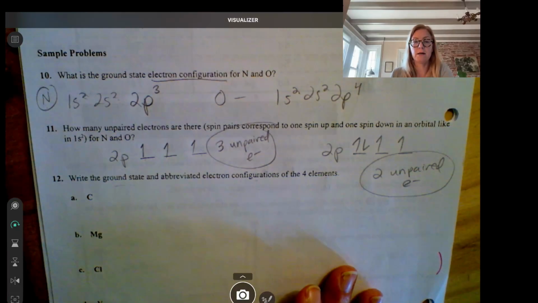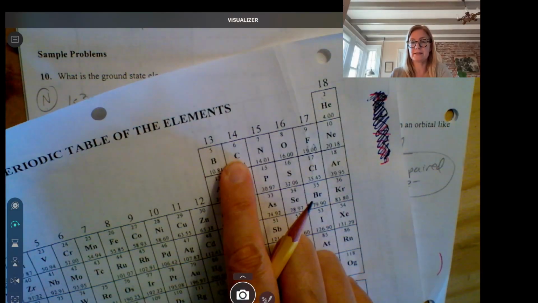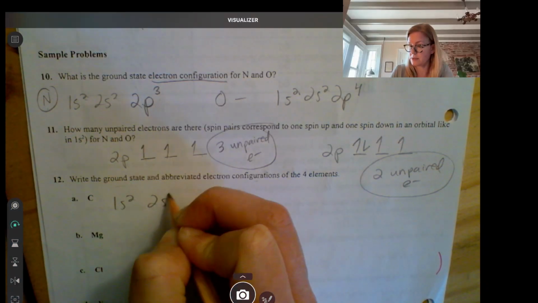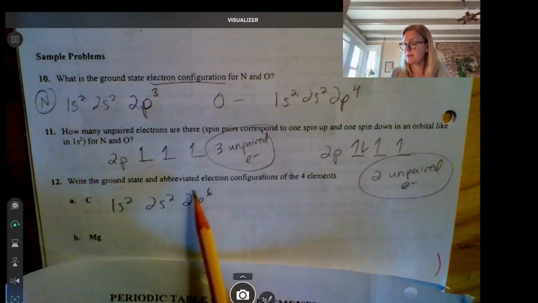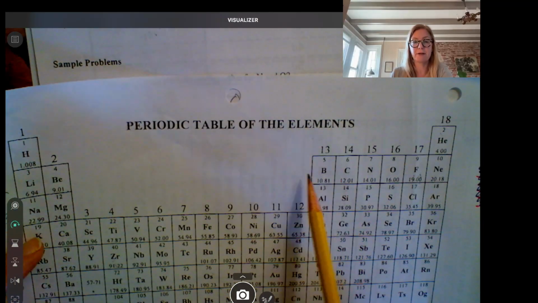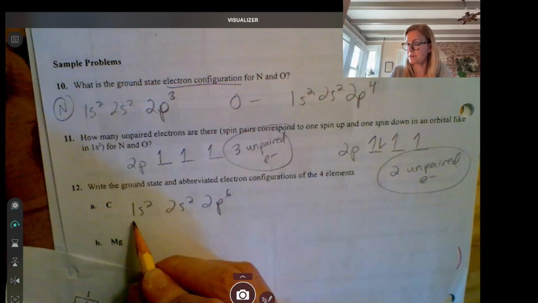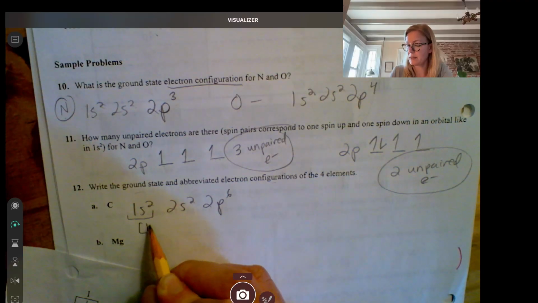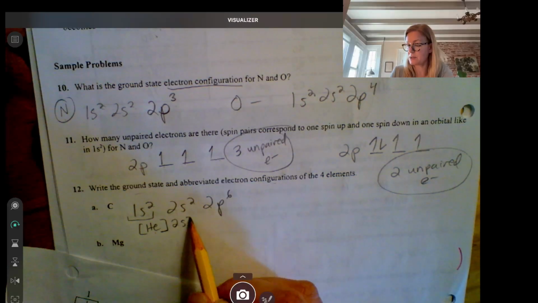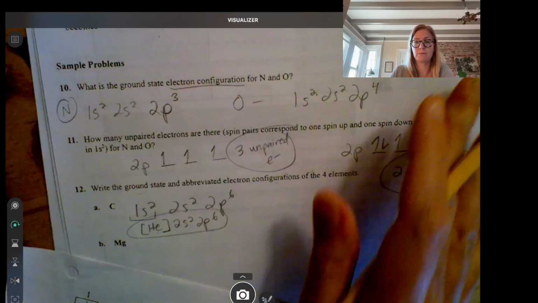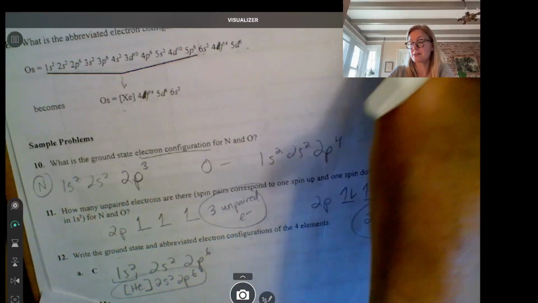All right, ground state and abbreviated electron configurations. Carbon only has 6 electrons, so 1s2, 2s2, 2p2, and we're done. For the abbreviated, we go back 6, 5, 4, 3, 2, until we get to something in column 18. So helium is going to replace the first 2 electrons. We write He in brackets, and then add on from there, 2s2, 2p2. Notice here they put the Xe in brackets to replace the first 54. Not parentheses, it has to be brackets.